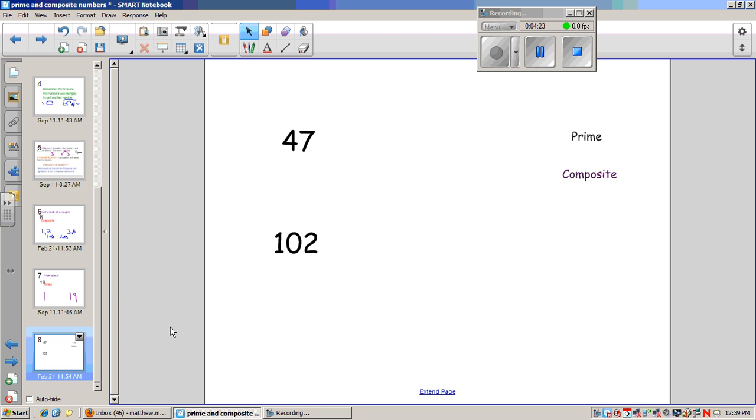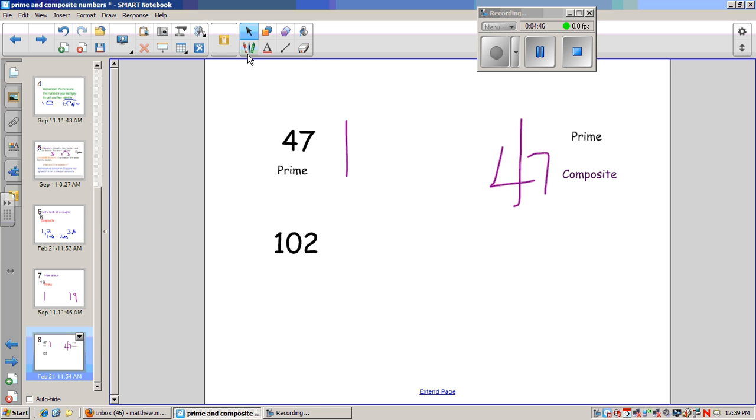All right? 2 more. 47. It's a bigger one. How many factors does it have? I know it's going to be 1, and then I know it's going to be 47. Are there any other factors that multiply to make 47? And the answer is no, there's not. So that makes it a prime number.